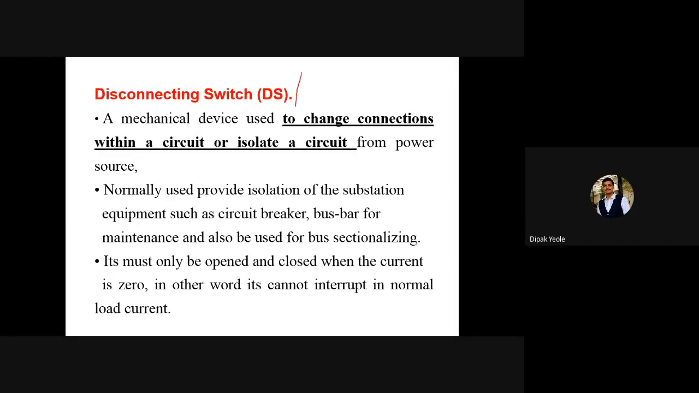Okay, there is the next concept. The next component is called a disconnecting switch, or it is also called the isolator. Again, it is a mechanical device to change the connections within the circuit or to isolate a circuit from the power source.